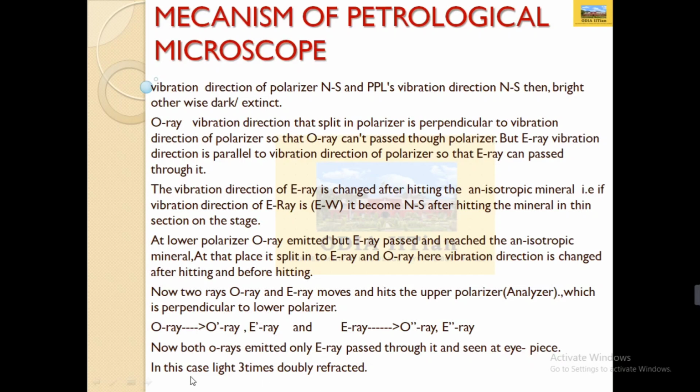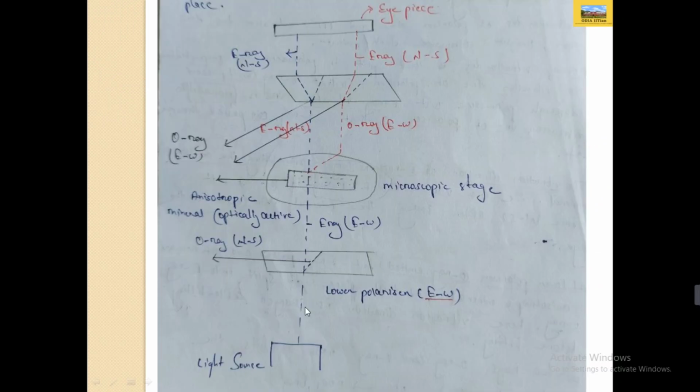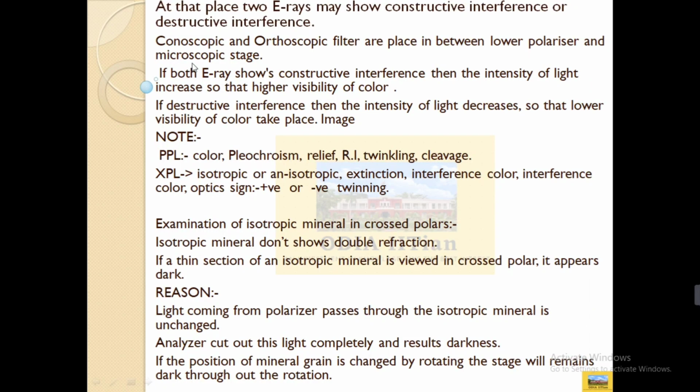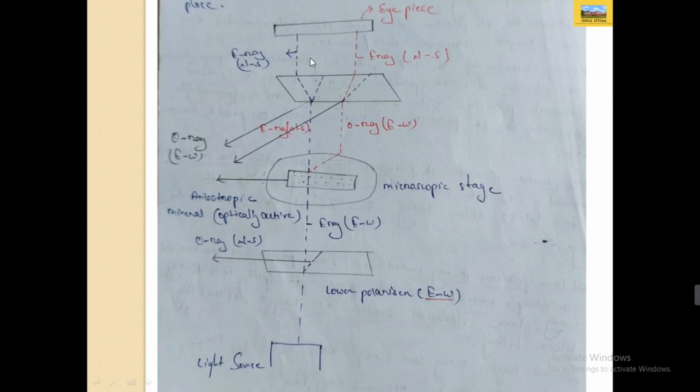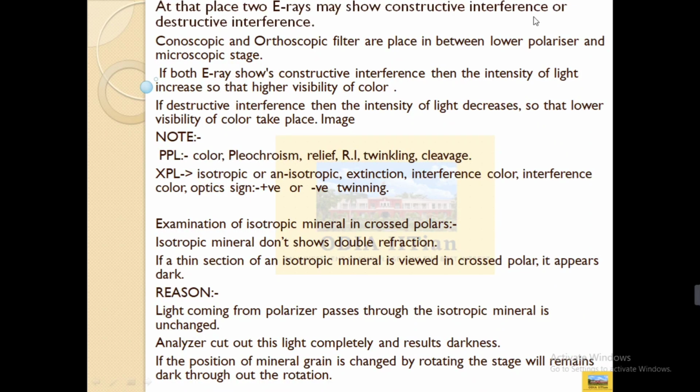In this case light is doubly refracted 3 times. Now this is the first time where light is doubly refracted. This is the second time, in the anisotropic mineral, that is the second time doubly refracted. This is the analyzer, which is the third time that light is doubly refracted. At that place two E rays may show constructive interference or destructive interference. The two E rays finally coming out from here, the wavelengths of both are different, so they produce constructive interference or destructive interference.